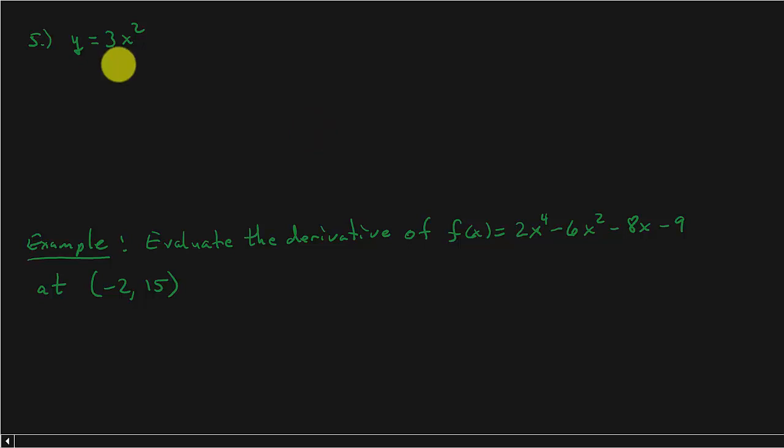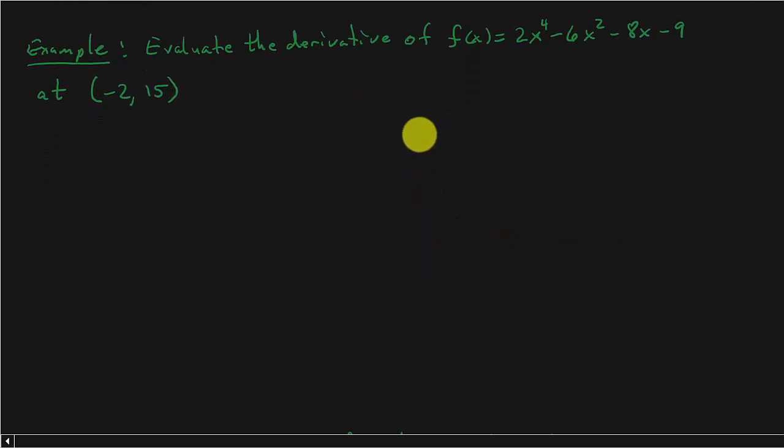All right, so what about this one? So we've got y prime. Okay, so the 2 comes down. 2 times 3 is 6. Subtract 1 from the exponent, so I get x to the first power. Now don't write the 1. It's understood to be a 1. So you get 6x.